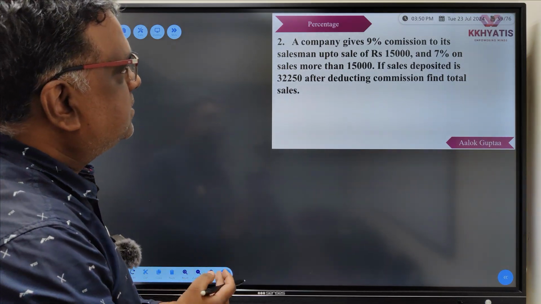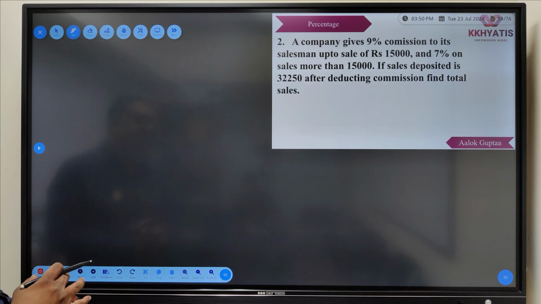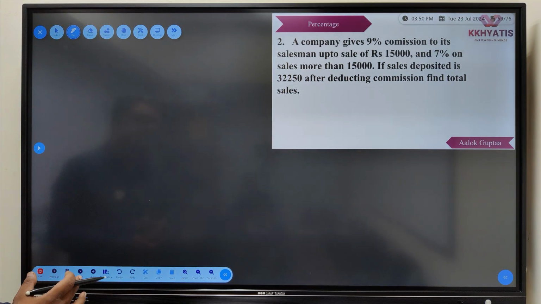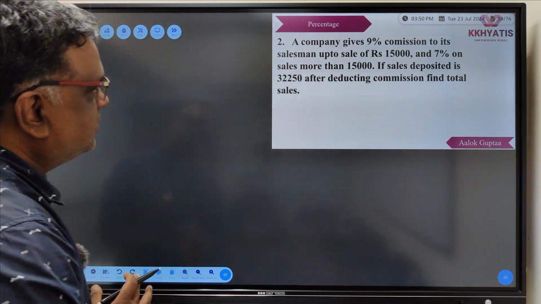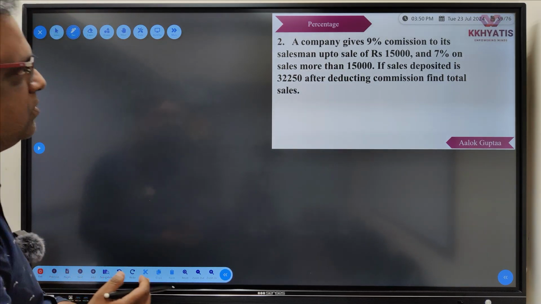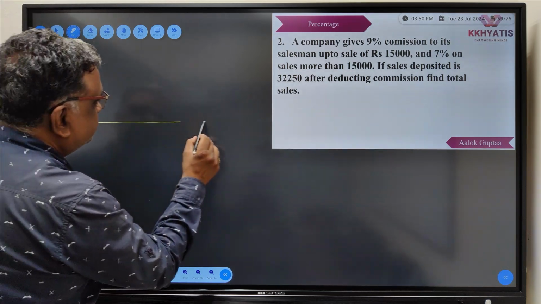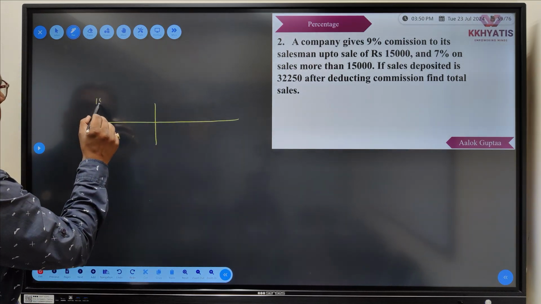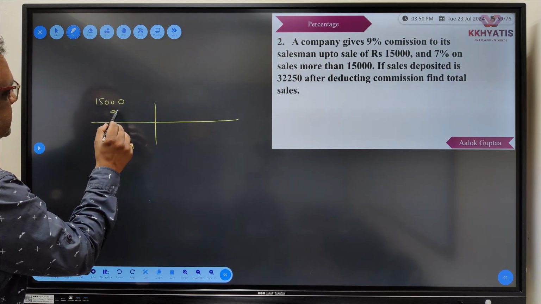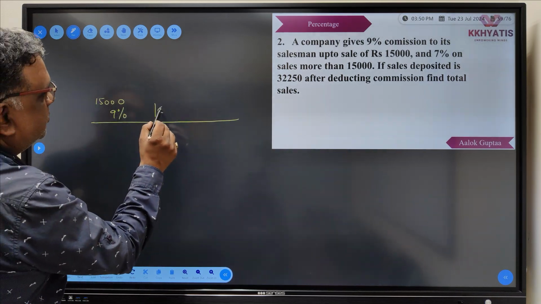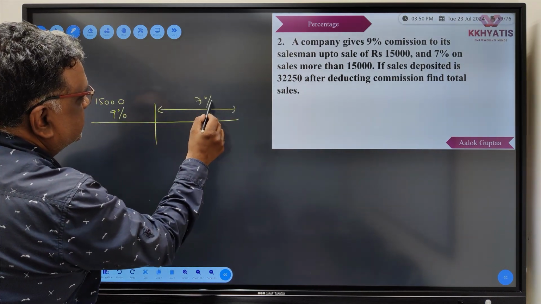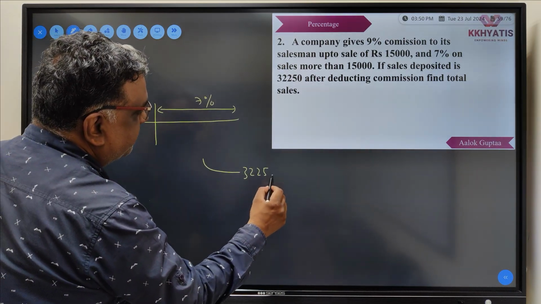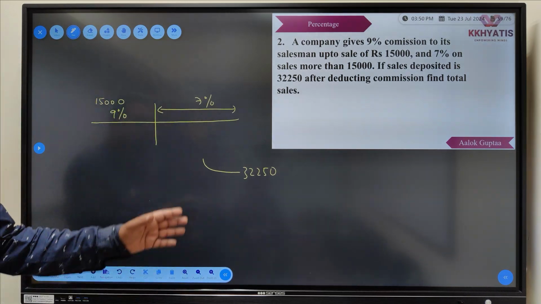A company gives 9% commission to his salesperson up to sales of rupees 15,000 and 7% on the sales more than 15,000. If sales deposited is 32,250 after deducting commission, find total sales. Again, the same kind of sum. So up to 15,000 of sales, he gets 9% commission, and above this he gets 7% commission, and he gives to the company 32,250 after deducting his commission.